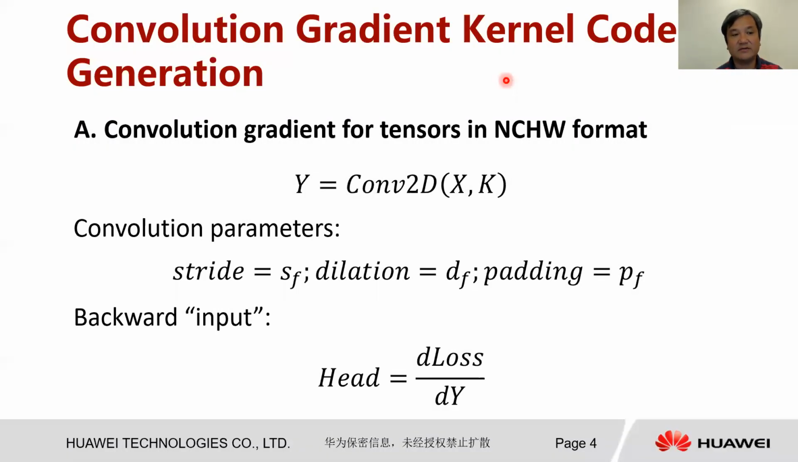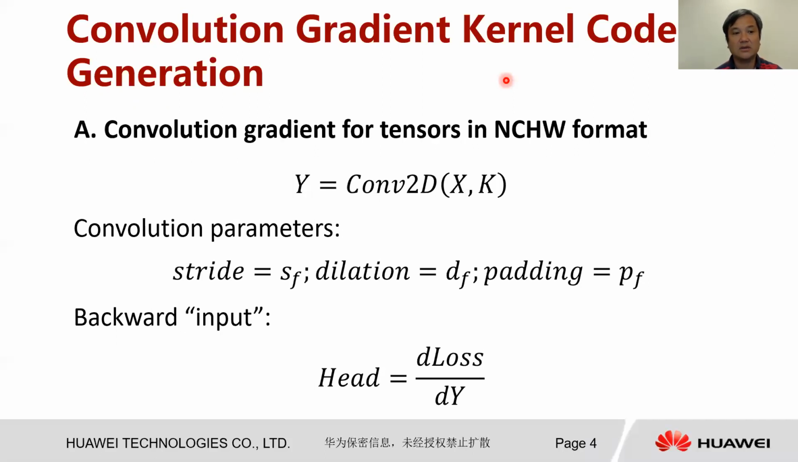To provide the final formulas for the proposed backward kernels, let me start with basic formulas in case the input tensors are in the NCHW format. Let's denote the forward operator taking the input x and the kernel k, and the result is the tensor y. The convolution operator can have parameters such as stride, dilations, and padding.